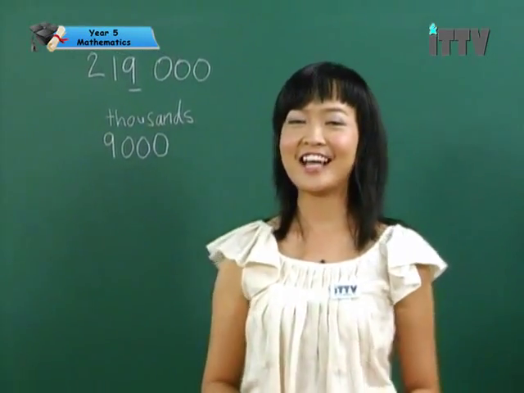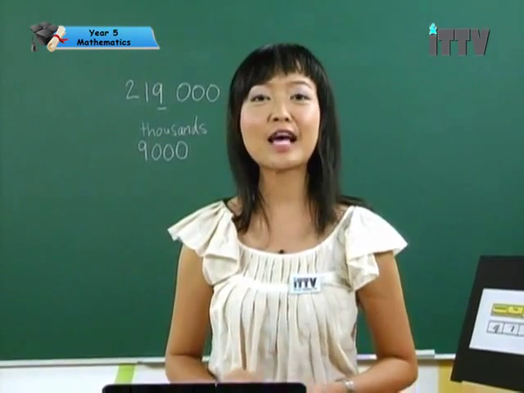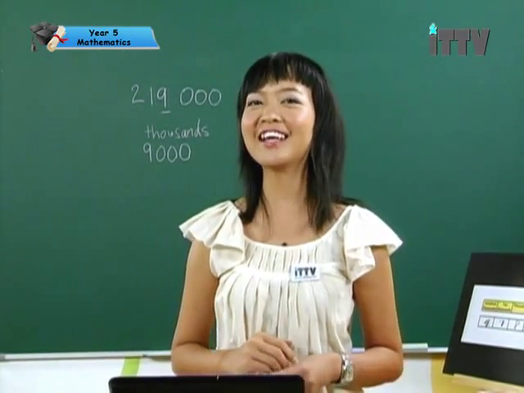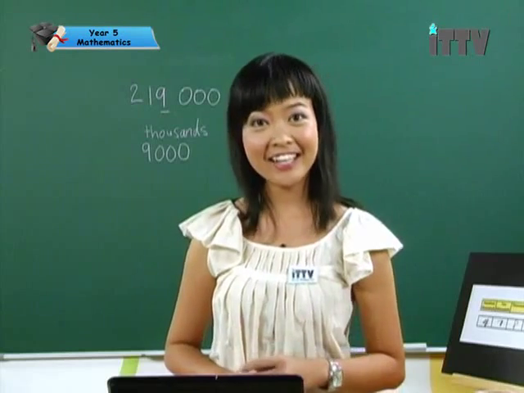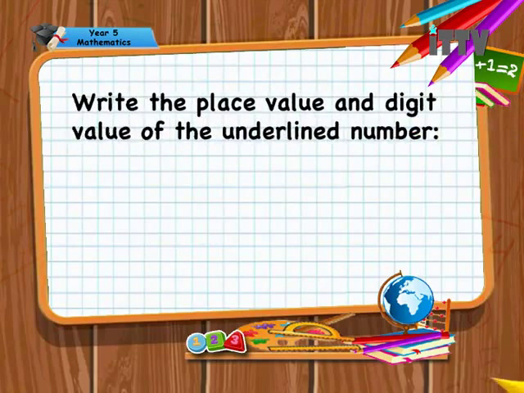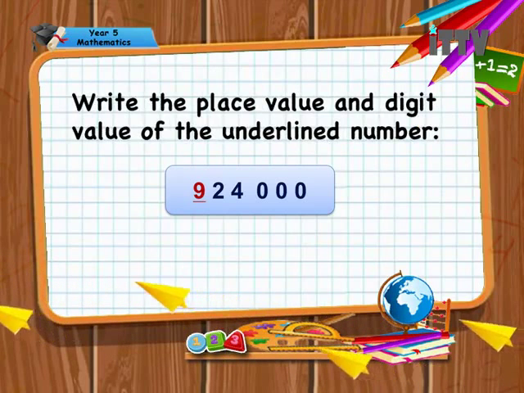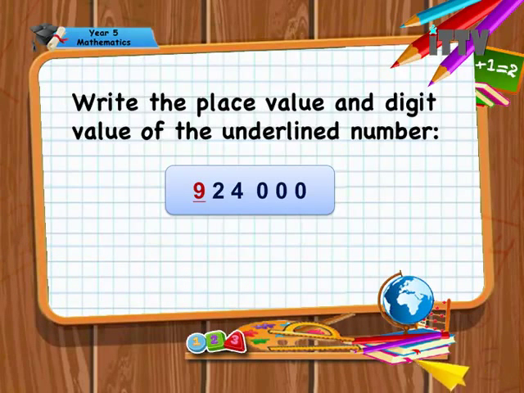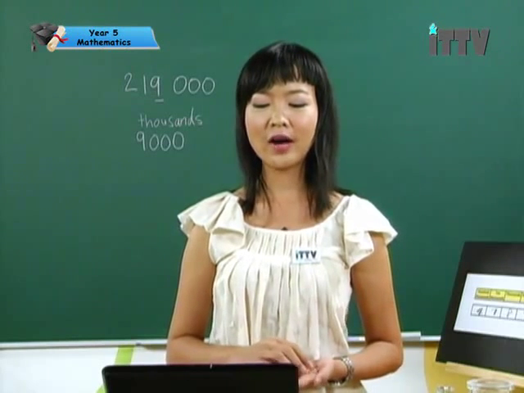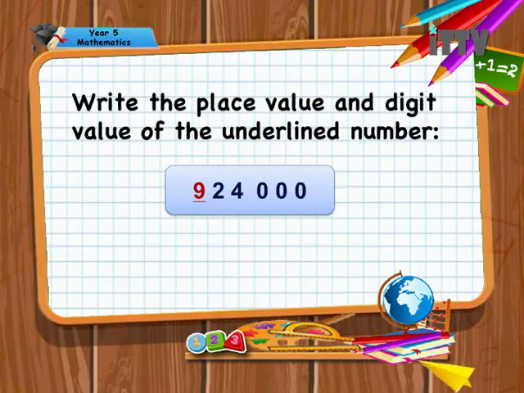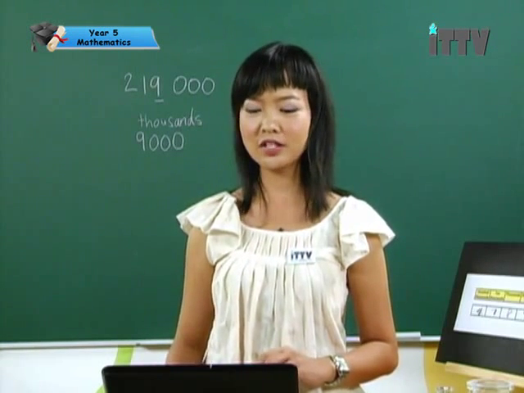Pretty simple, isn't it? Now grab your pen and paper, because I'm going to give you a question and I want you to try it at home yourself. Ready? Here we go. Write the place value and digit value of the underlined number in 924,000. The underlined number is the 9. Okay, you got that question down? The answer will be revealed next lesson. And let's go to the next question.